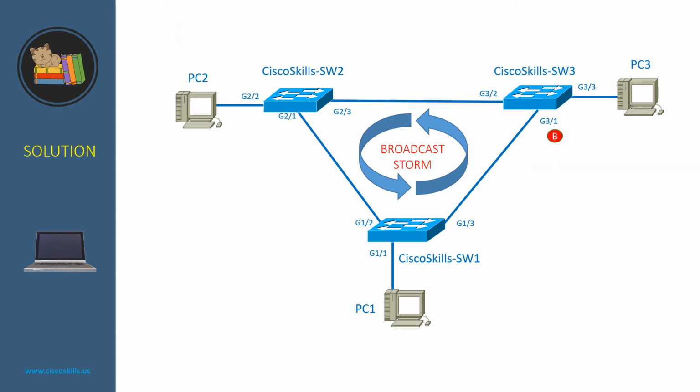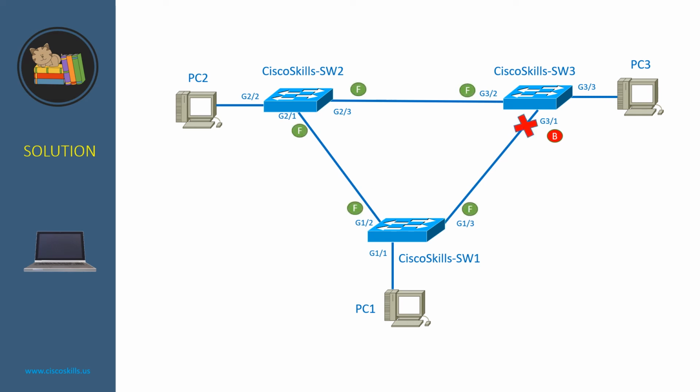As you know, the broadcast frames will loop forever in this network, which eventually will bring the entire network down. To solve the problems, IEEE created Spanning Tree Protocol, or STP, and later Rapid Spanning Tree Protocol, or RSTP. STP or RSTP prevents loops by placing each switch port in either a forwarding state or a blocking state like this.